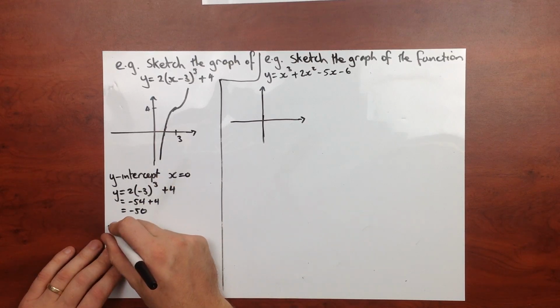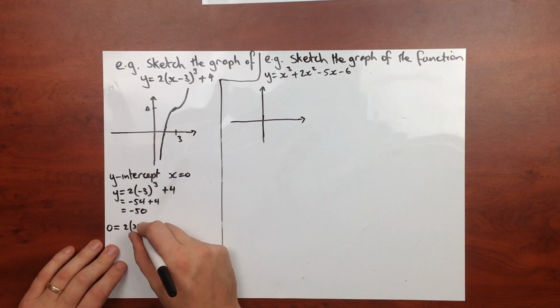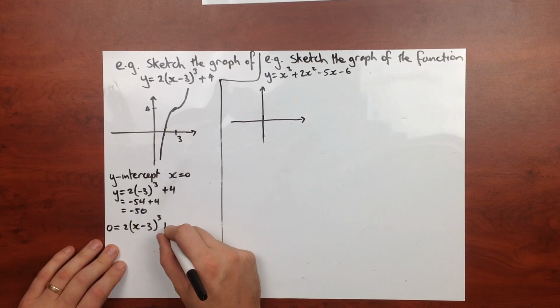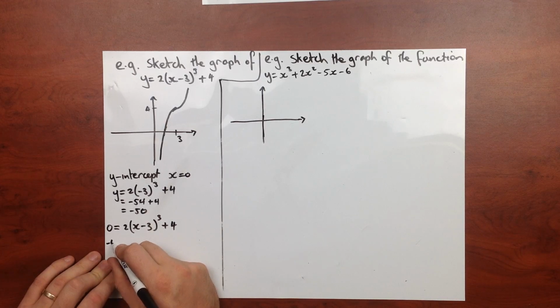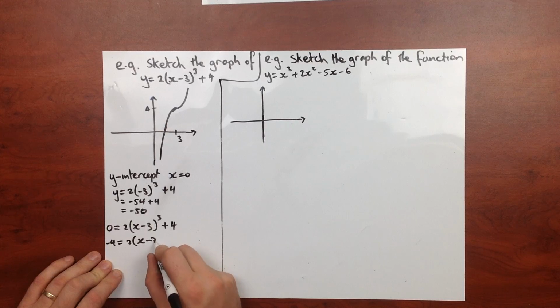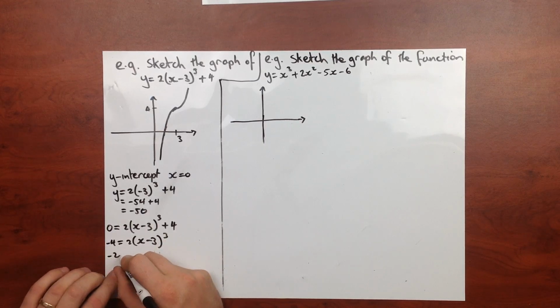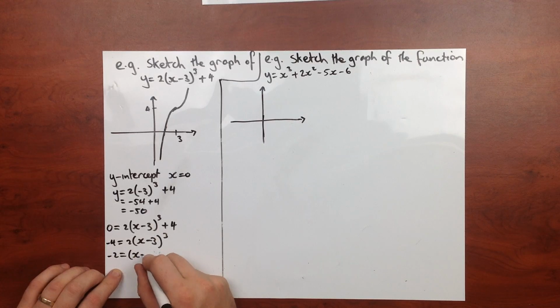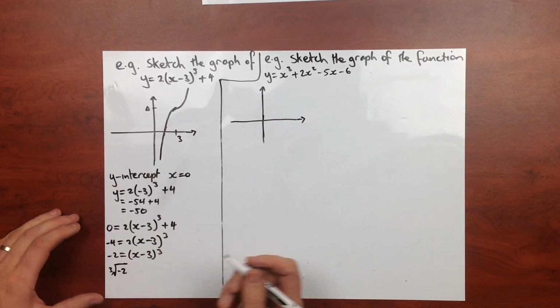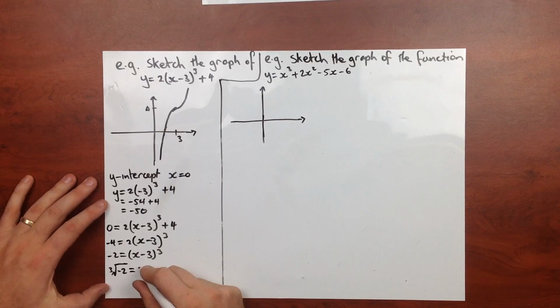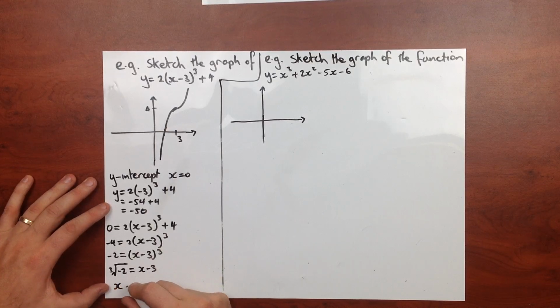So we do that by letting y equal 0. 0 equals 2 times (x - 3)³ plus 4. Okay, so then we can say negative 4 equals 2 times (x - 3)³. Divide by 2. Negative 2 equals (x - 3)³. So we've got to actually take the cube root of negative 2. We're allowed to take the cube root of something, we're just not allowed to take the square root of it. Okay, and that equals x - 3. So x is going to have this intercept of the cube root of negative 2 plus 3.